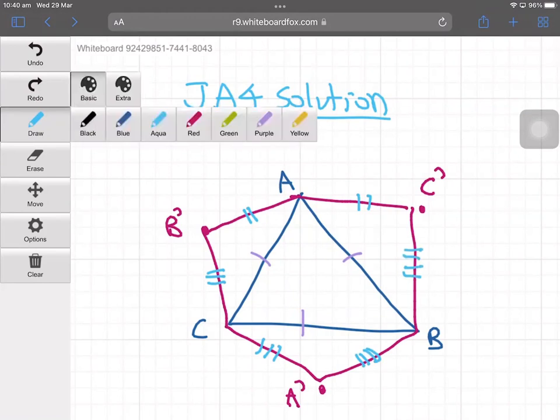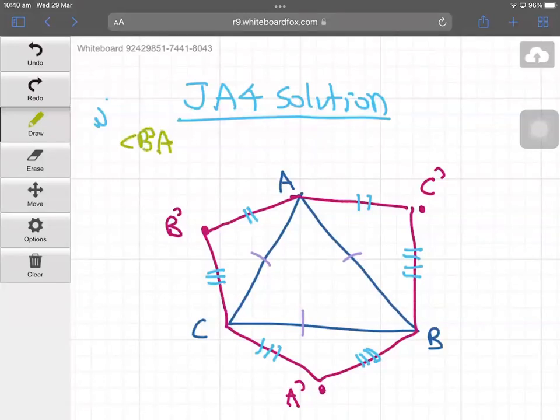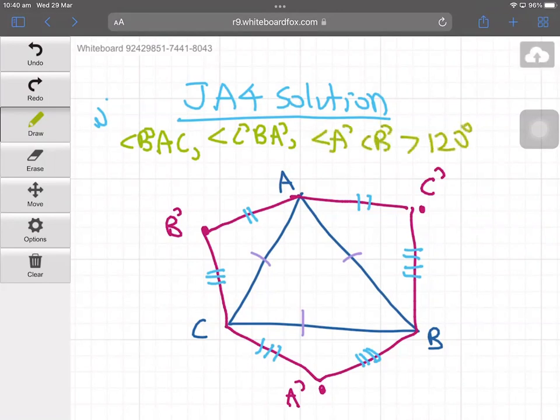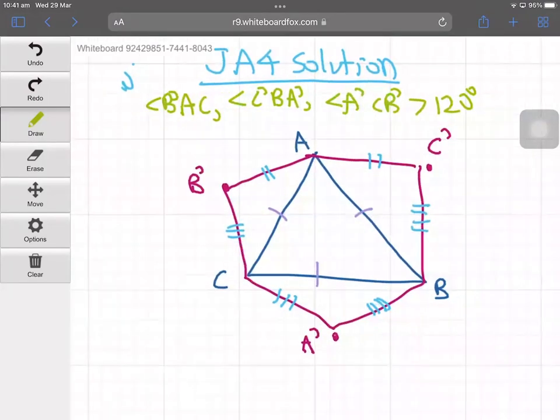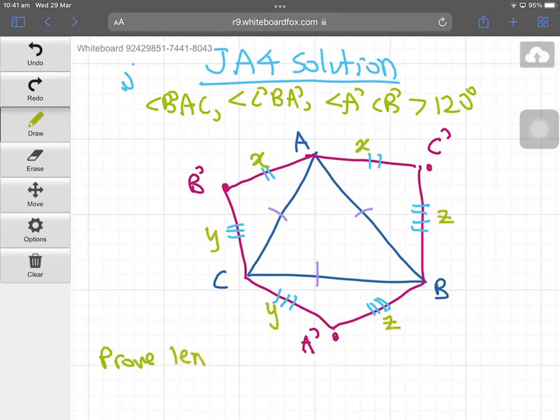We're also given angle B prime AC prime, angle C prime BA prime, and angle A prime CB prime are greater than 120 degrees. And the question is to prove, we make these lengths x, y, and z. Prove these lengths x, y, and z form a triangle.